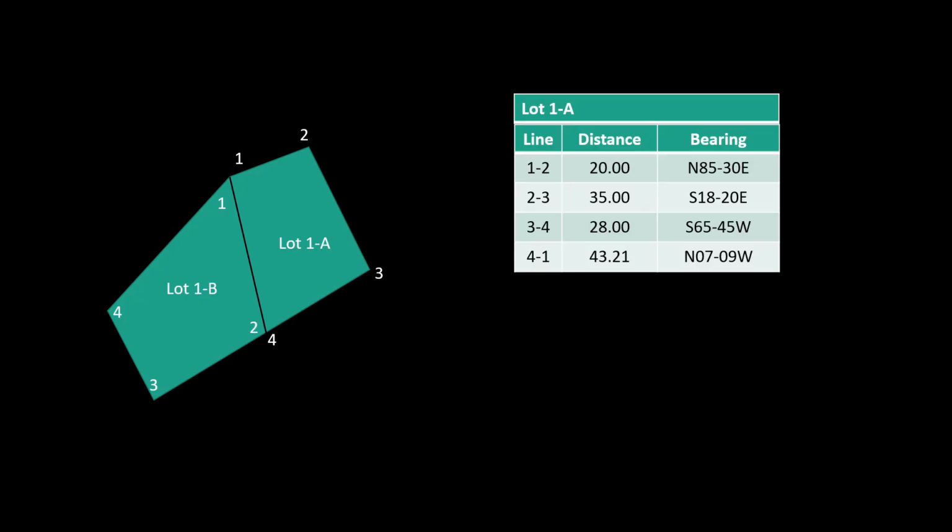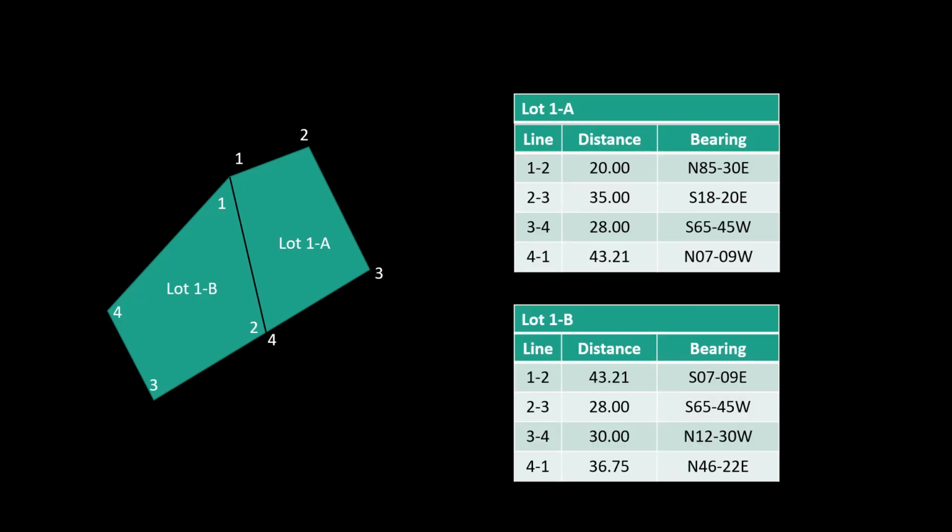If ever lot 1A is to be further divided into 3, then the resulting lots will be labeled as lots 1-A-1, 1-A-2, and 1-A-3. The technical descriptions of the lots are also indicated in the subdivision plan. So these are the technical descriptions for lot 1-A and for lot 1-B.